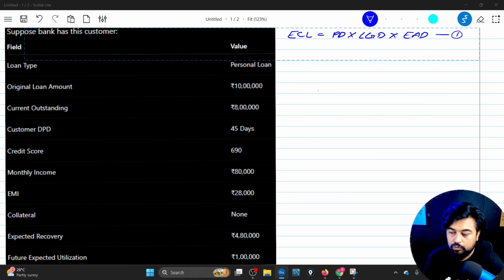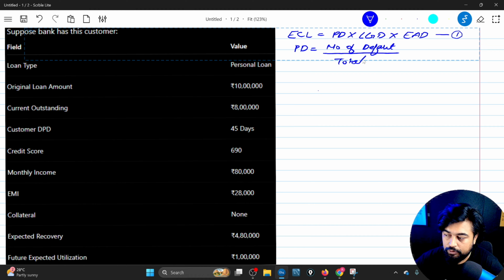Now let's talk about the first and foremost concept out of three, that is probability of default. As the name indicates, it is the probability that a customer will default, known as probability of default. That is the simple logic. Now let's talk about what the formula is. So PD always equals the number of defaults divided by total customers. So we'll calculate the number of default customers, like who have already defaulted, divided by total customers.